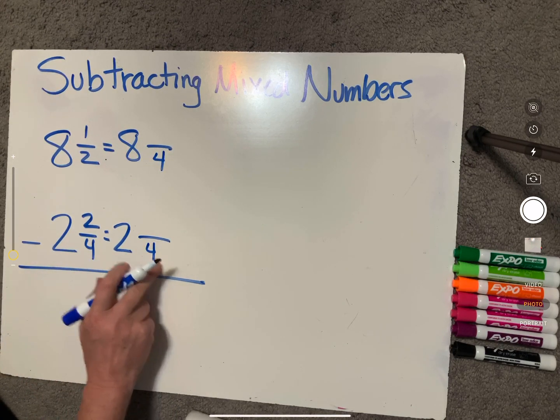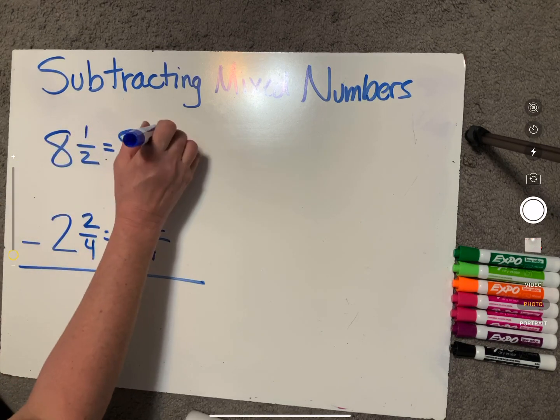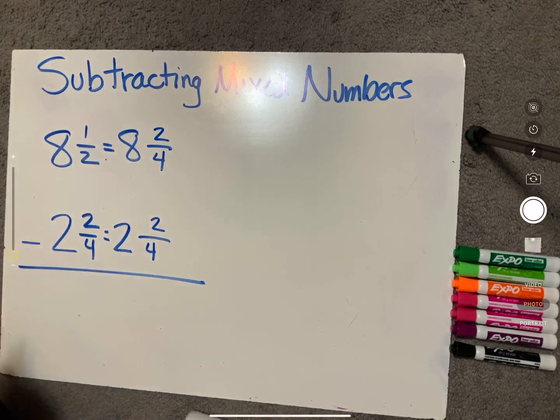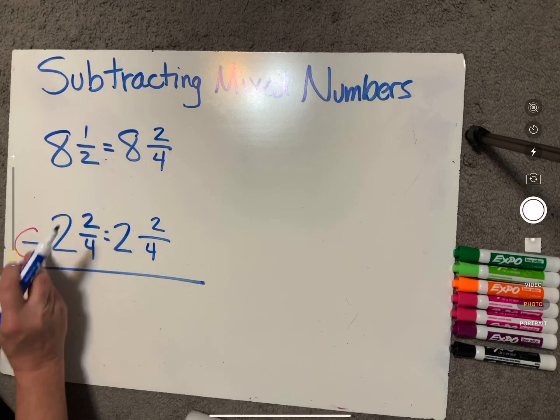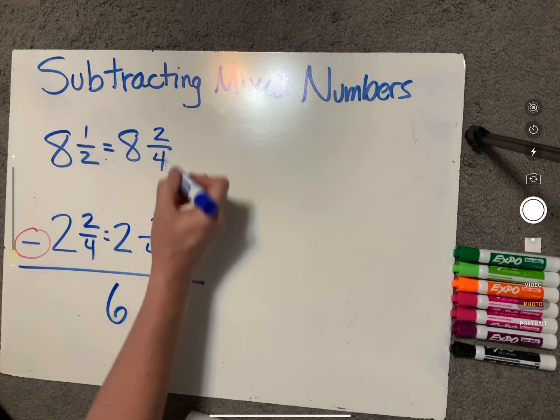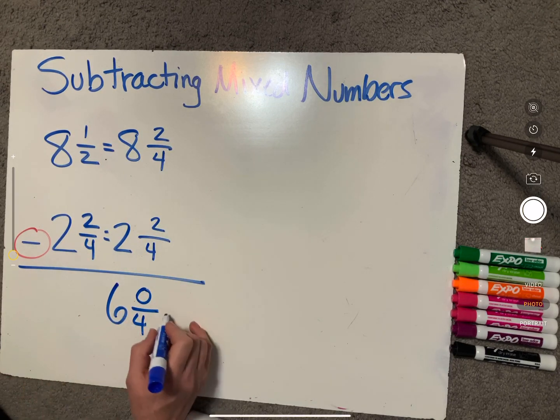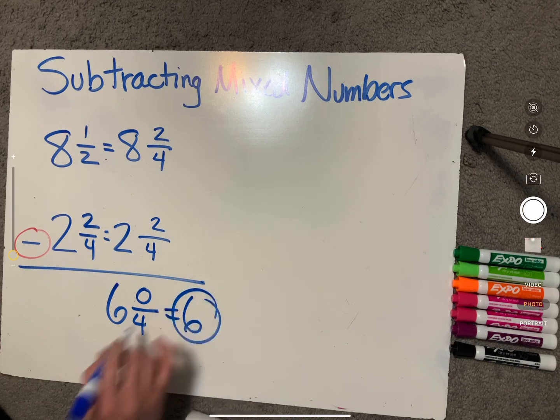4 times 1 is 4. 2 times 1 is 2. 2 times 2 is 4. 1 times 2 is 2. We're going to, again, we are subtracting. Don't forget to subtract. So 8 minus 2 is 6. 2 minus 2 is 0 over 4. So our answer for this is just going to be 6.